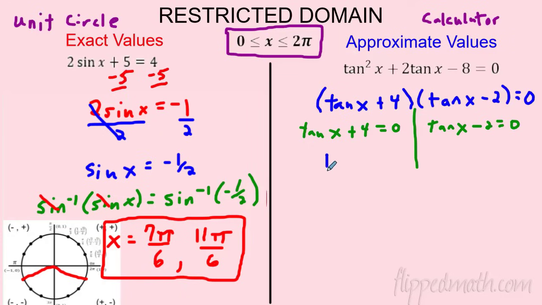I'm just going to bring the 4 over if that's cool. I'm not going to show that step. I think we're cool in that. Subtract 4 from both sides. So we get, when does the tangent of x equal -4? Add 2 to both sides on this one. And we're going to say, when does the tangent of x equal 2?